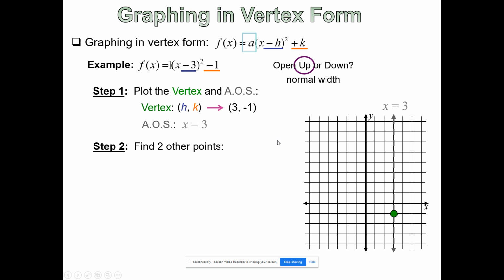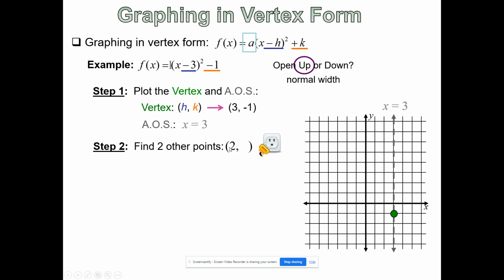Okay, it says to find 2 other points. Okay, I mean, technically we could just go ahead and graph it. We know it's normal width, this and that. But you know what? Let's use a little bit of algebra. Okay, let's practice it anyway. It's good for us. And let's graph 2 other points because we're actually going to use the AOS as a mirror. Once we find one, it'll help us find the other.